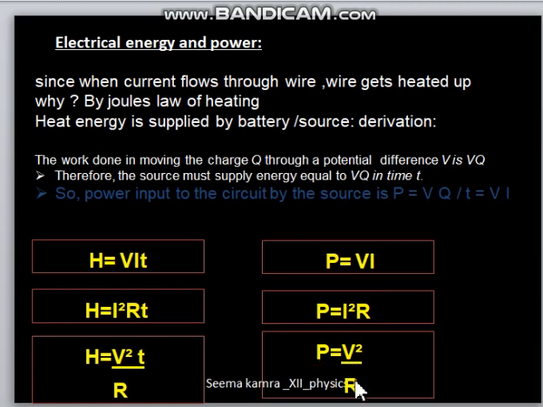V square by R. Okay, now here the technique of using these formulas is a little conceptual. Like if it is asked whether power is proportional to R or inversely proportional to R, because by this formula power is directly proportional to R, and from this formula power is inversely proportional to R. So what is your answer about this proportional and inversely proportional contradiction? That we will discuss with the help of numericals.